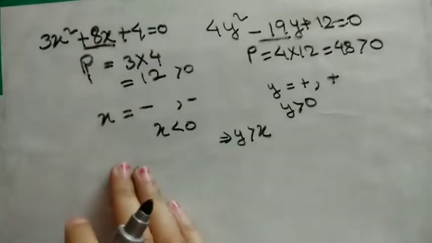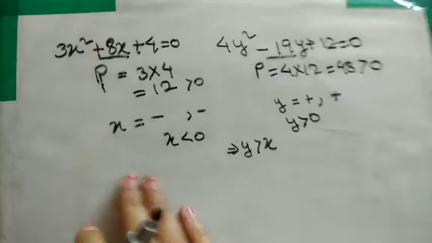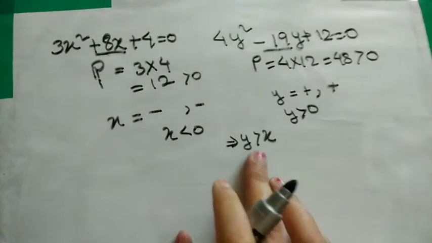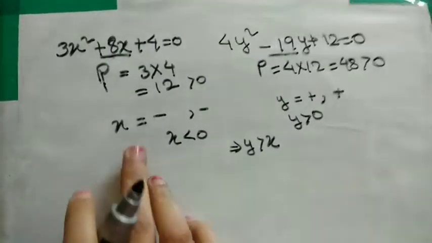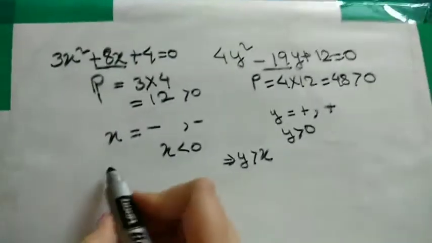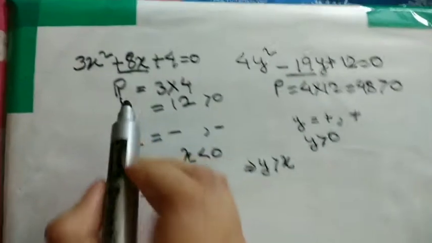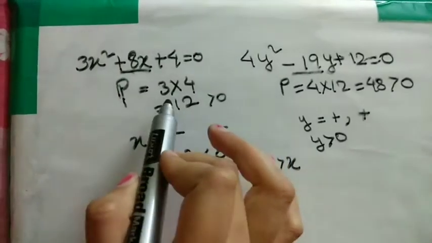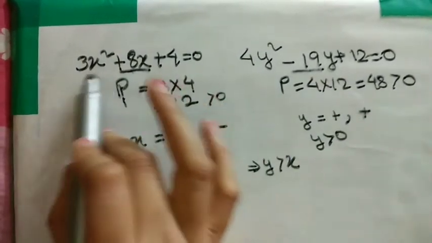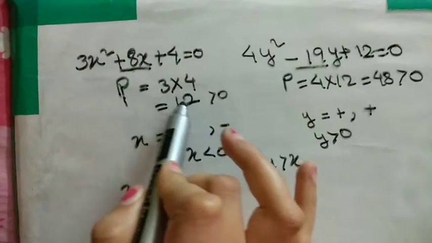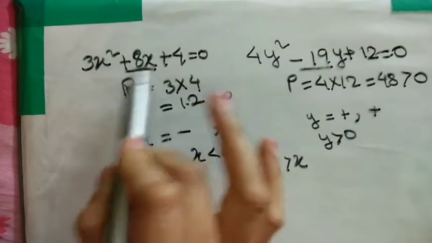This is done. From this you can conclude that y is greater than x, and there is no need to find a solution. But if you want to also find a solution, then you know the process. There is 4 into 3, 12. You have to break it in such a way that the sum becomes 8.